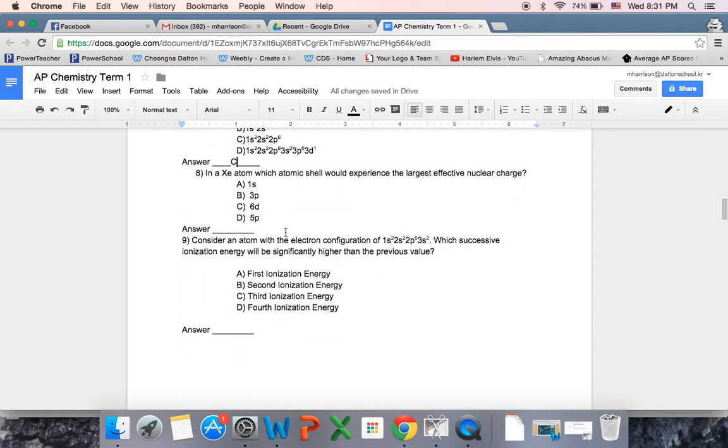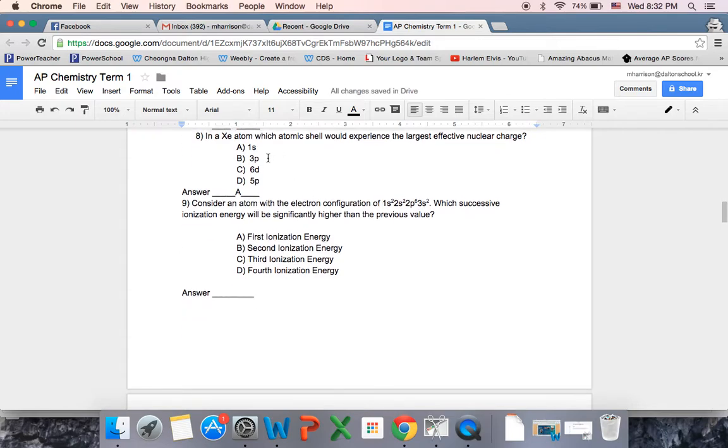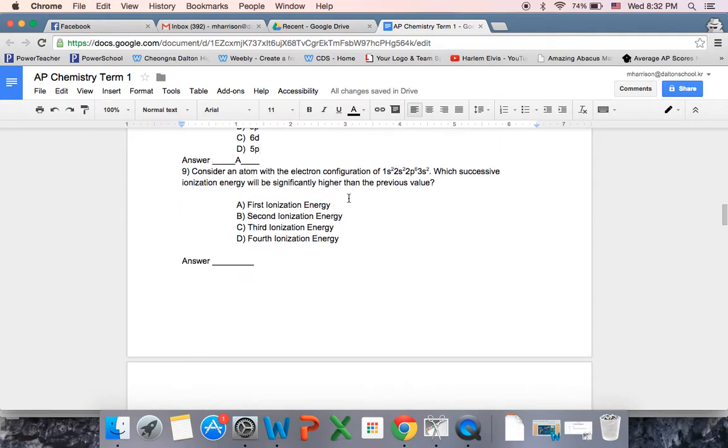In a xenon atom, which atomic shell would experience the largest effective nuclear charge? The largest effective nuclear charge is always going to be the one closest to the nucleus, because you've got a large positive force and no shielding by any other electrons. So in this case, the answer would be A. All the rest, the effective nuclear charge is being reduced by the shielding effect of the interior shells.